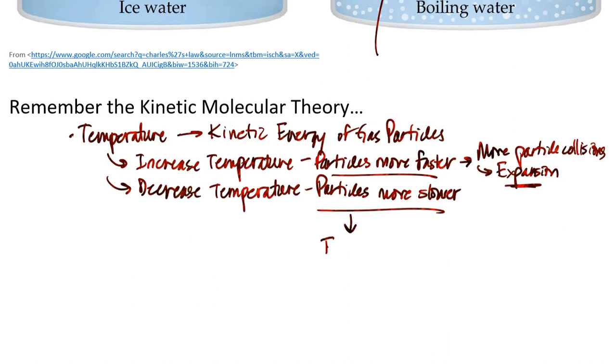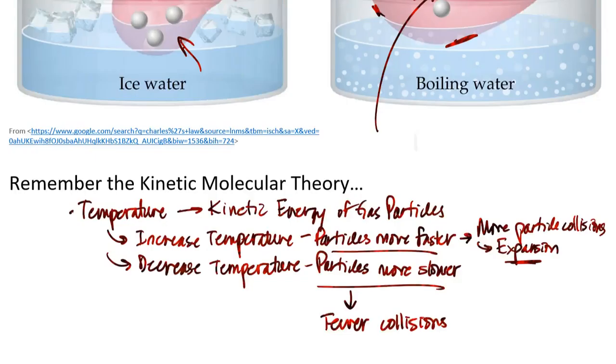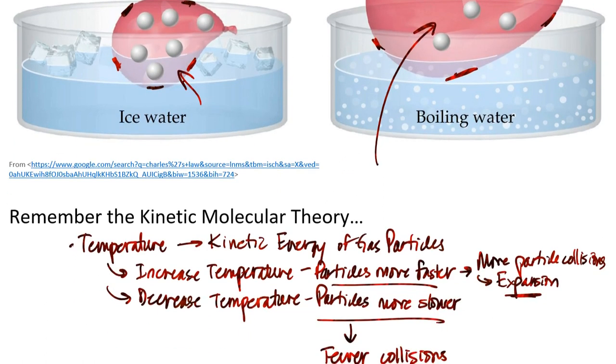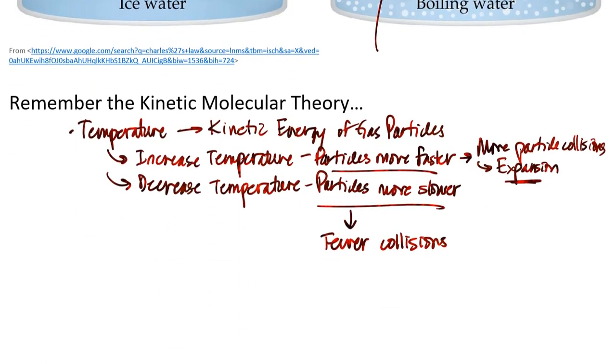But if I have particles that move slower, as in the picture here on the left, then I'm going to get fewer collisions. And if I get fewer collisions against the interior of the balloon, then there isn't going to be pressure pushing against the walls of the balloon to keep it at its current dimensions, and I'm going to get a decrease in balloon volume. Or basically the balloon will shrink.